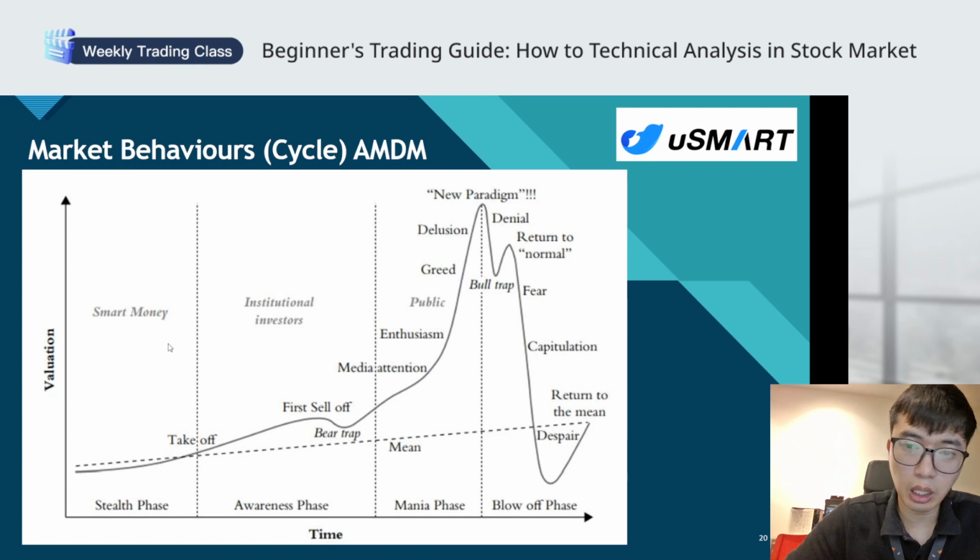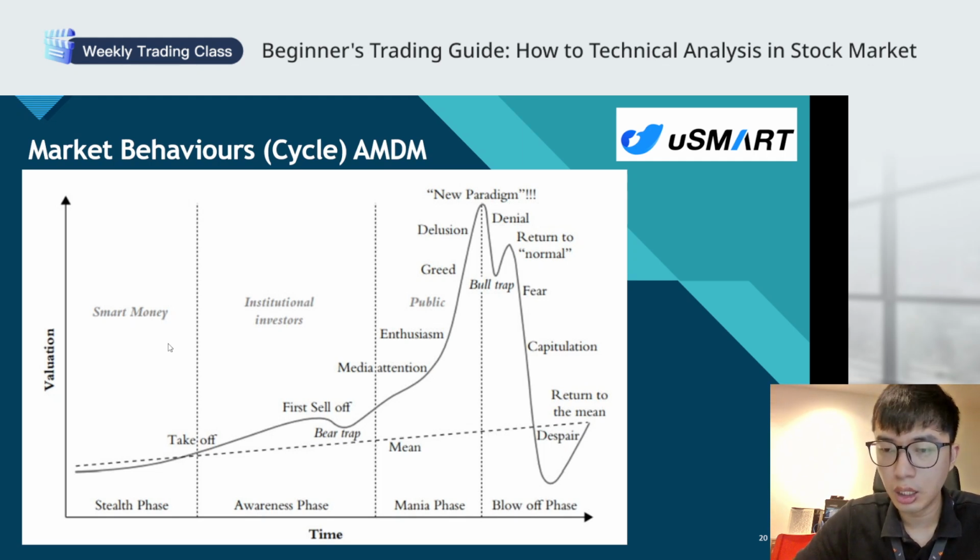Usually when it goes up, there is greed, delusion, new paradigm, denial, and a return to the normal phase. Then it starts to go down. Many believers still buy, then lower lows and higher lows will come, and in the end usually there will be capitulation. What is capitulation? Capitulation means the price can drop very fast, maybe more than 50% in 1 to 2 weeks, like a crash. Basically we call it a crash.